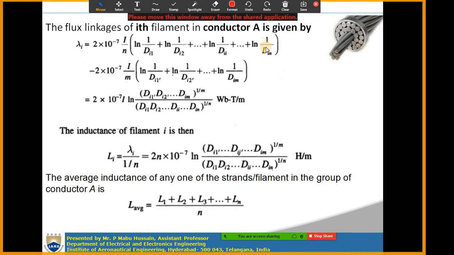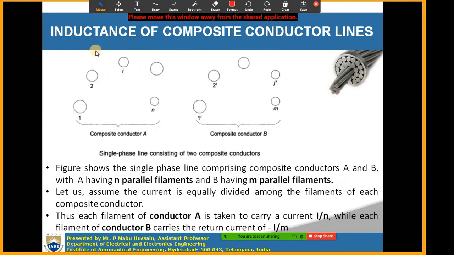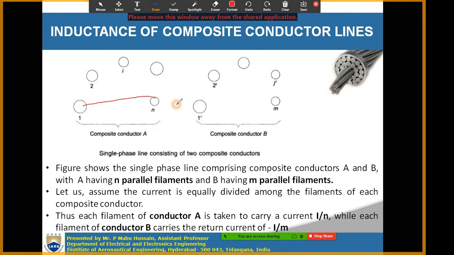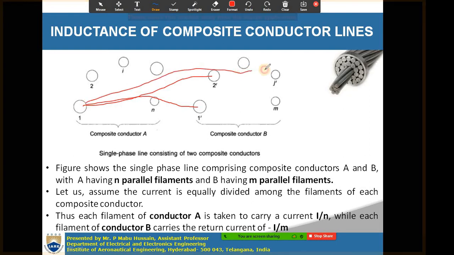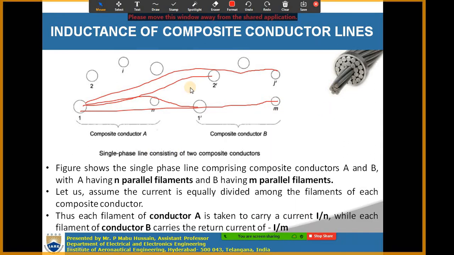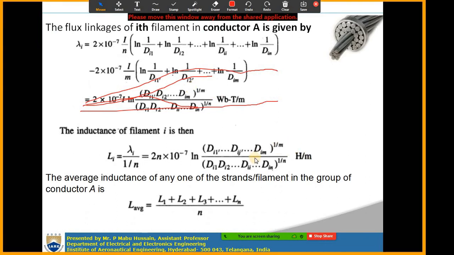Here if you take this, go to the previous slide. If you take this slide here, now you have to consider the mutual distances from 1 to all other conductors, d11 dash, d12 dash, d1j dash, d1m dash, as the numerator product, whole to the power of m. In the denominator, d11, d12 up to d1n. So, these are the self distances of the conductor.